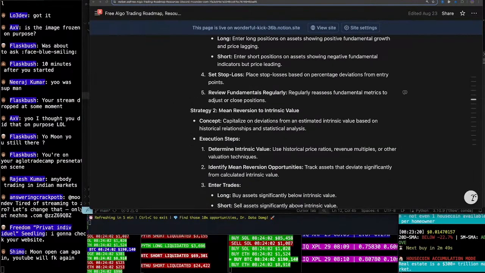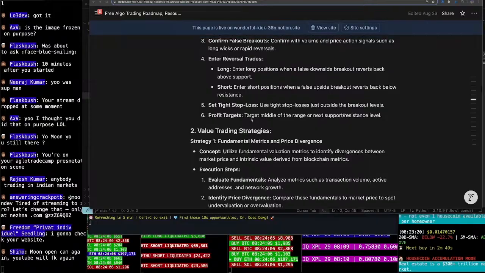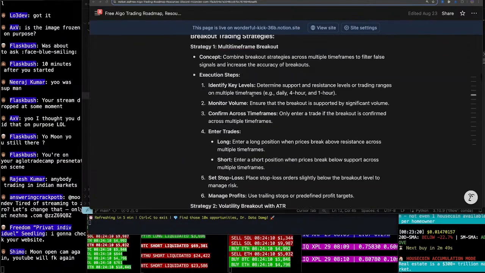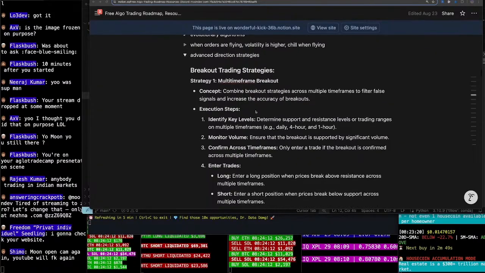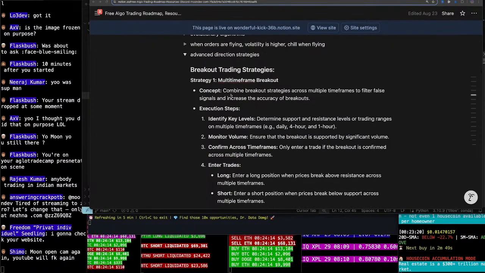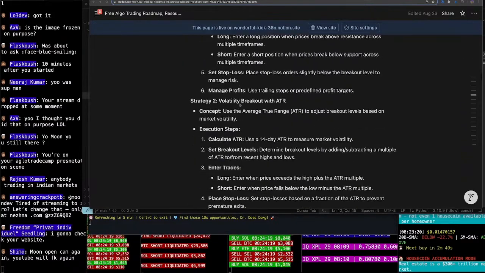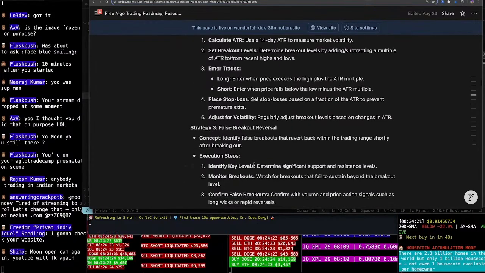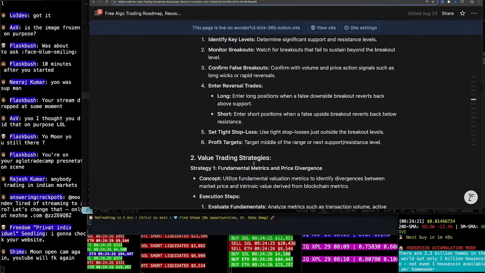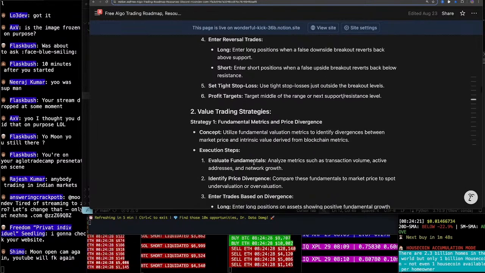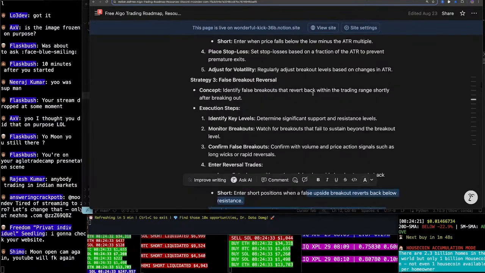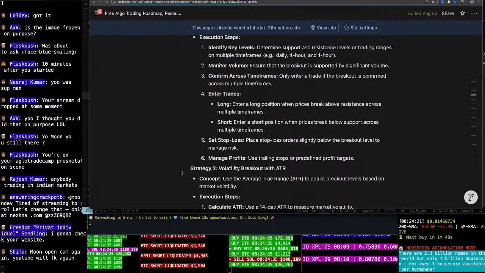All right, so I'm going to dive in and just test some of these. I'm going to backtest some of these strategies that I have written on this README or Notion page. They are all available for free, go to the link in the description. So multi-time frame breakout, not that one. Volatility breakout with ATR, we should try that one. False breakout reversal, we should try that one. Fundamental metrics and price divergence, maybe not that one, as we have open, high, low, close, volume data. Okay, let's start with these two.